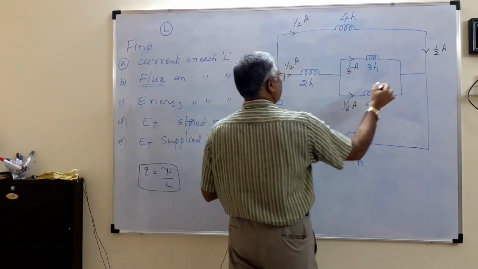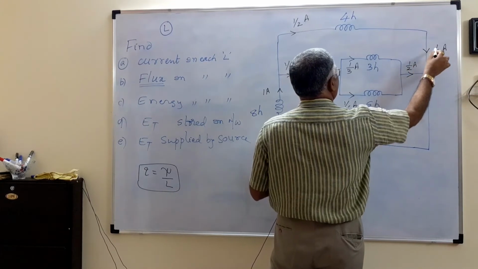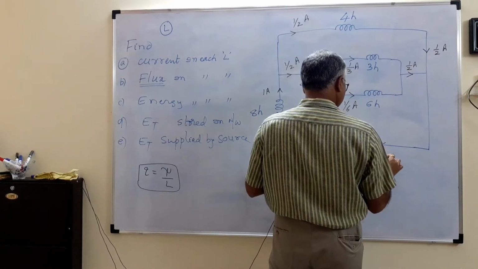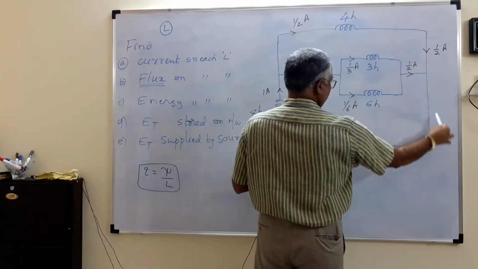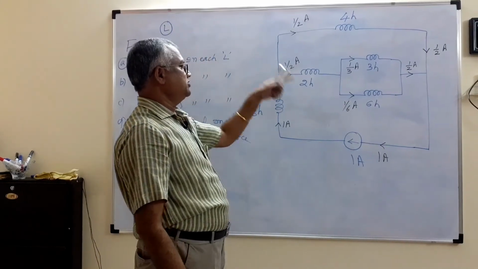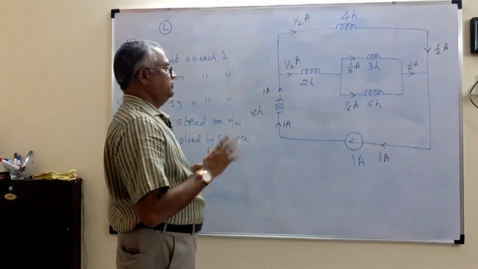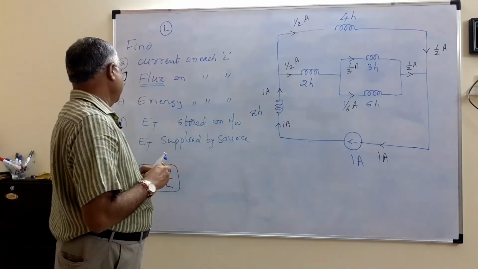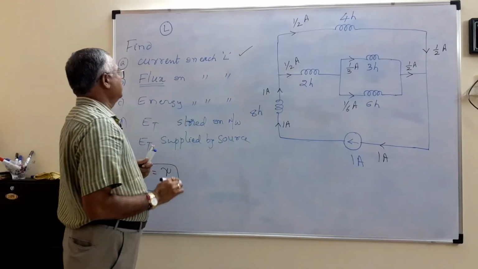1 by 3 plus 1 by 6 is what total? 1 by 2. 1 by 2 plus 1 by 2 is what? 1 ampere. So it is giving current of 1 ampere. How much current is coming back? 1 ampere. Now it's a cross check. Same, therefore we are in the safe zone. We have not made any mistakes. So current in each inductor is over.